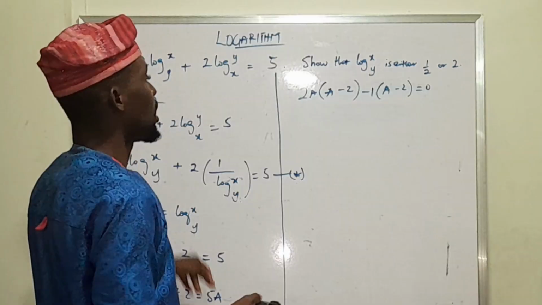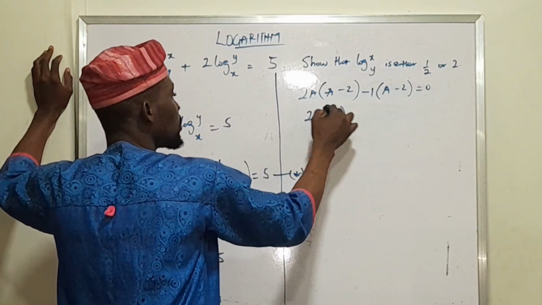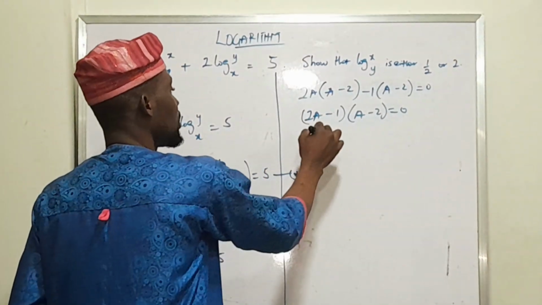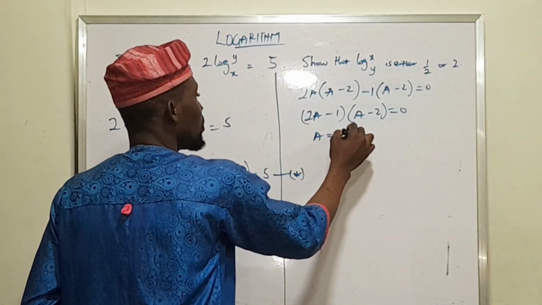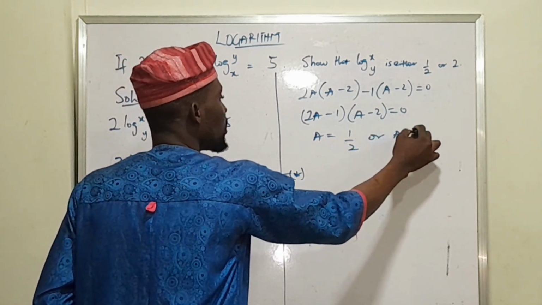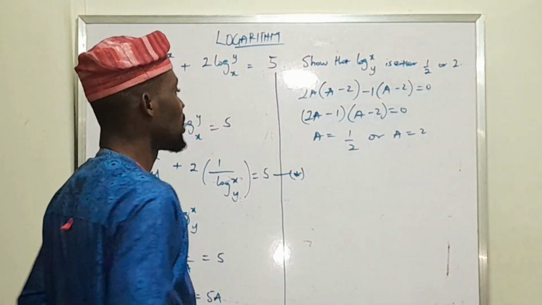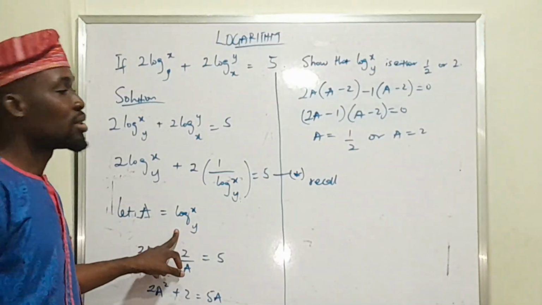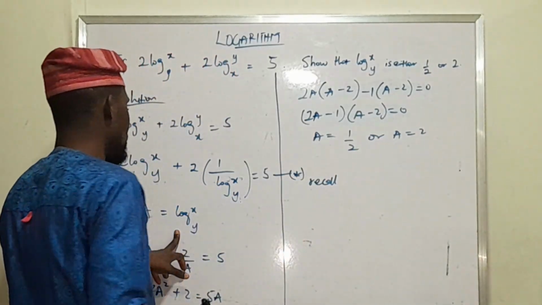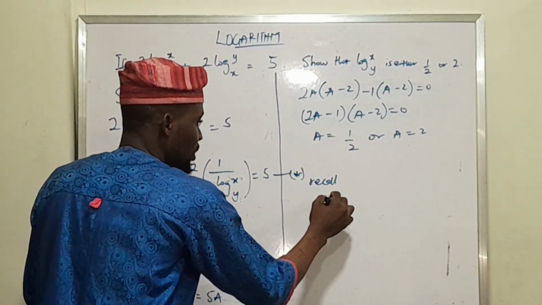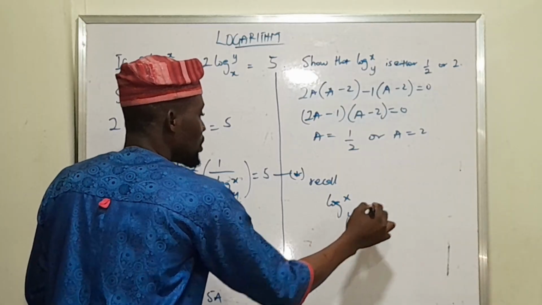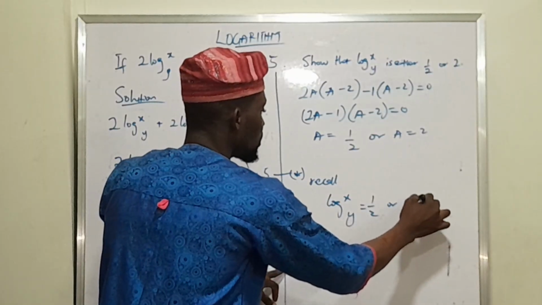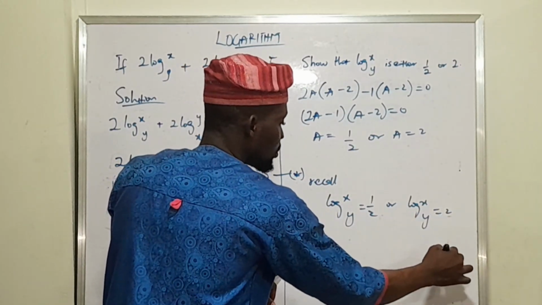Now, at this point, I'll have 2a minus 1 into a minus 2 equals 0. It implies that a equals 1 over 2 or a equals 2 when I equate both of them to 0. Now, recall I said let a be equal to log x base y. So since a equals log x base y, finally log x base y is equal to 1 over 2, or log x base y equals 2. And at this point, my proof is complete.